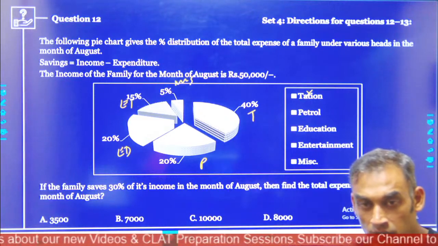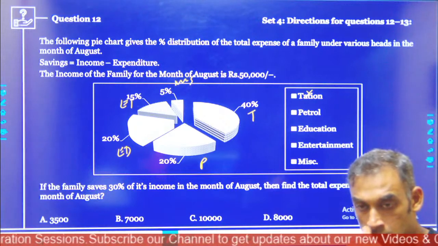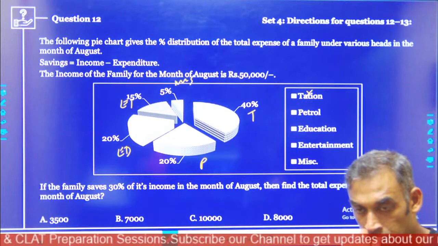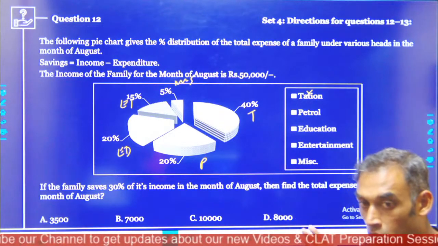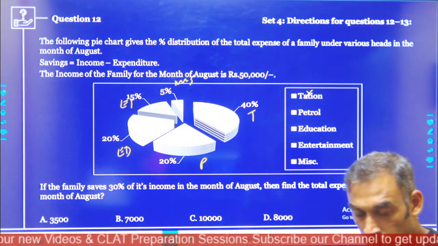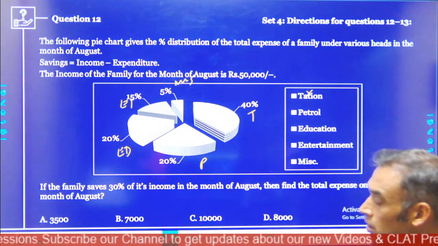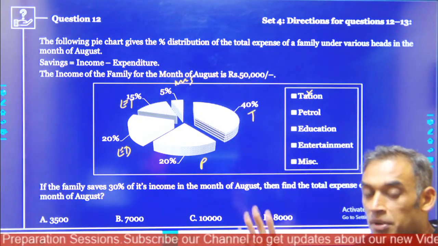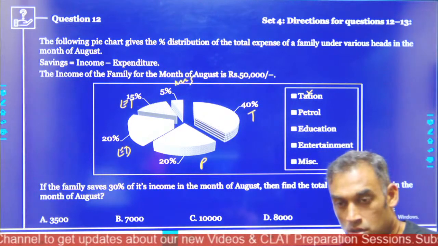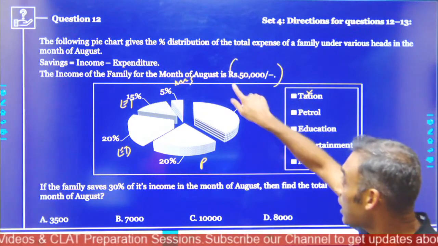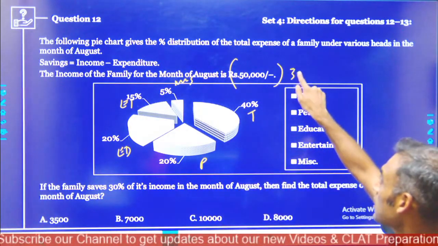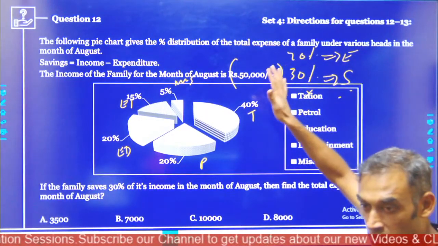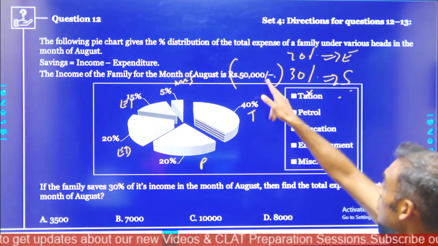All right, could you solve this set? Okay, again, we'll try and solve this set without using pen, paper, just calculations in the mind. The family saves 30% of its income in the month of August. Now we've got 50,000 rupees and 30% we are saving. So what is 30% of 50,000? That's 15. Right? So we are saving. I'm allowed to do the calculation because I'm explaining to you. We know that 30% is going into savings. So therefore 70% will go into expenses. E is expenses.